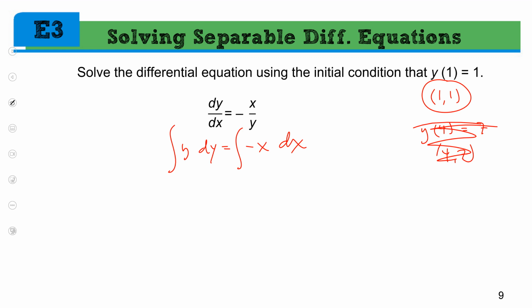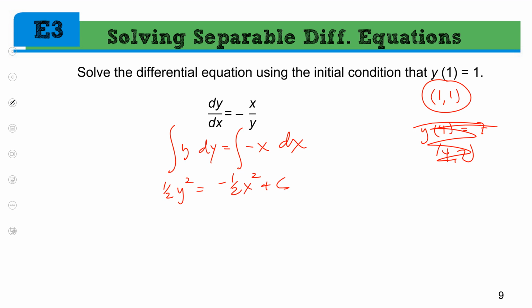1/2 y squared plus, no, not plus. Oh, well done. You're on a roll, Maria. What's the antiderivative of negative x dx? Negative 1/2 x squared plus c. Well done.